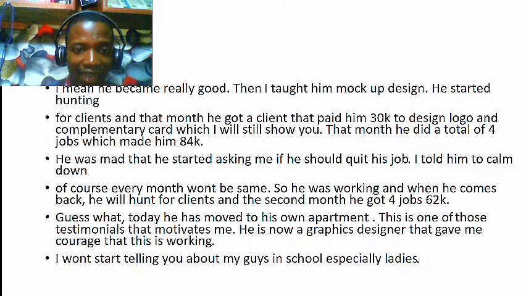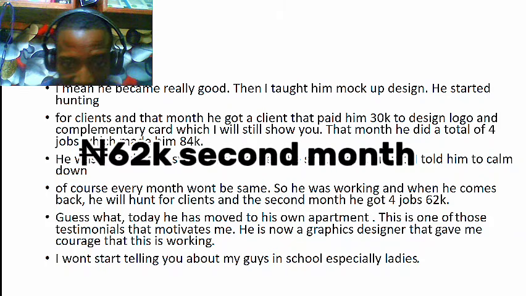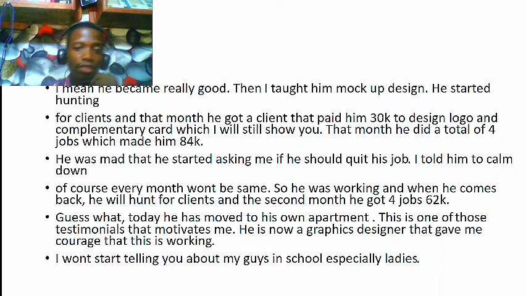He was so excited that he started asking me if he should quit his job. I told him to calm down. Of course, every month wouldn't be the same, so he had to calm down. So he was working, and when he came back, he would hunt for clients. And the second month he got 4 jobs, which paid him 62K. Guess what? Today he has moved to his own apartment. I'm telling you, Michael has moved to his own apartment.